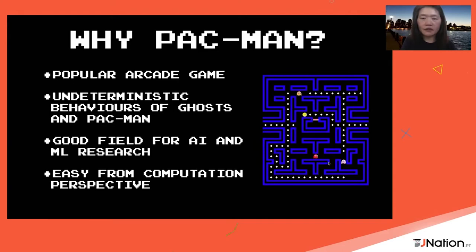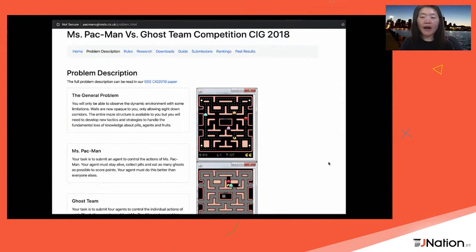Because of its popularity, even to this day, you'll find that there's still team competition, for example, the Ms. Pac-Man versus Ghost Team competition for the CIG organization in 2018, and that's with IEEE. So as you can see, it is a popular game even to this day, and it's simple enough to study the complexity that's behind a lot of systems.